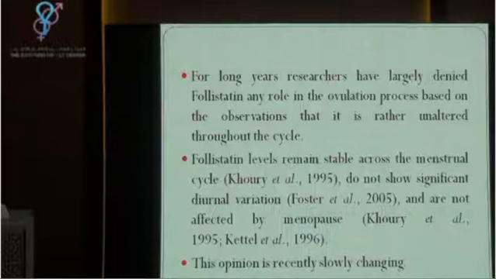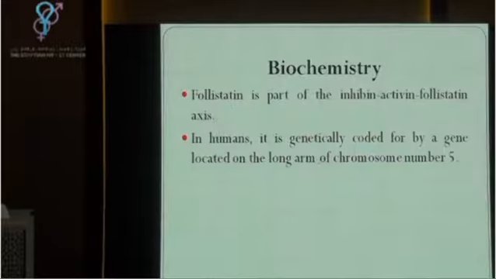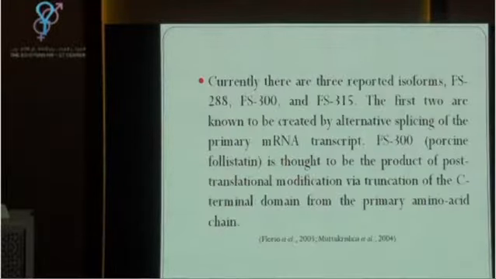For long years, researchers have largely denied follistatin any role in the ovulation process, based on the observations that it is rather unaltered throughout the cycle. It remains stable across the menstrual cycle, does not show any significant diurnal variation, and is not affected by menopause. This opinion is recently slowly changing. It is part of the activin follistatin axis, as I said. It is genetically coded for in humans by a gene located on the long arm of chromosome number 5. 3 reported isoforms exist, known in biochemistry, and known in the production market and manufactured.